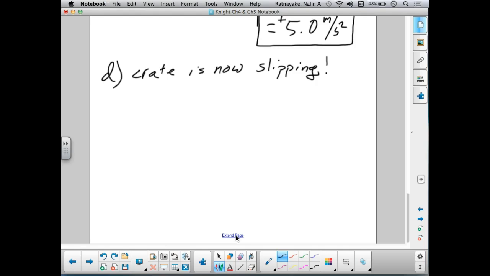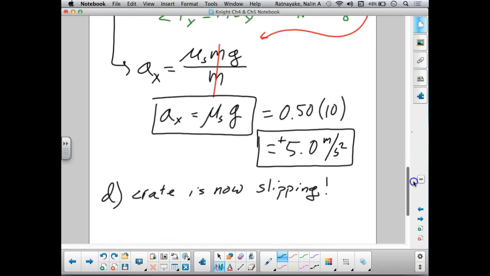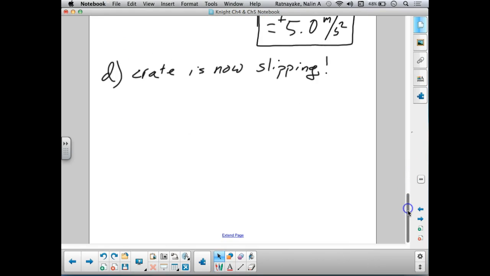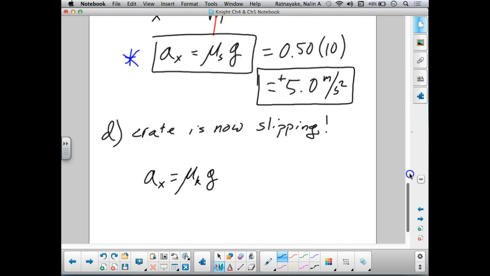So we found a relationship between acceleration and a coefficient of friction. We found it already, it's over here. The only difference for part D is now that we're slipping, we use the coefficient of kinetic friction. So a_x equals mu_k times g, instead of mu_s times g.